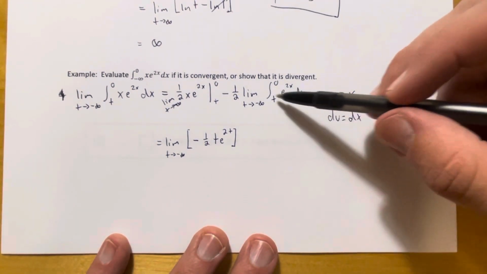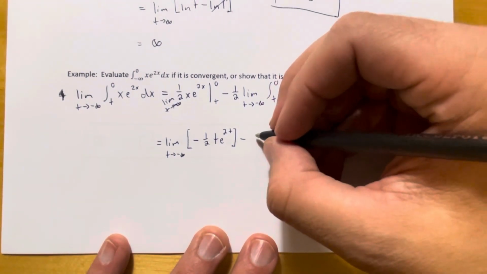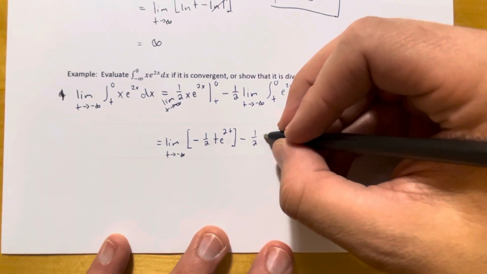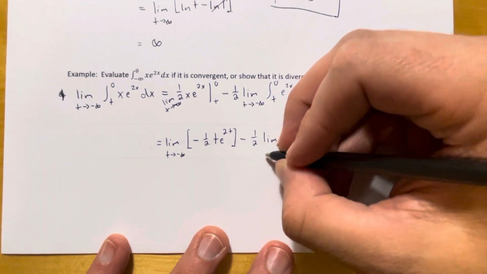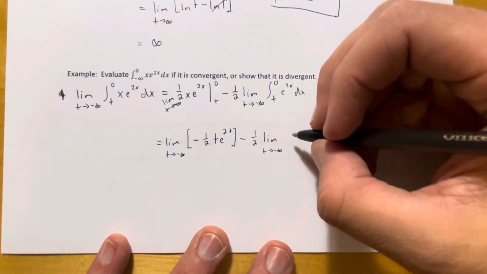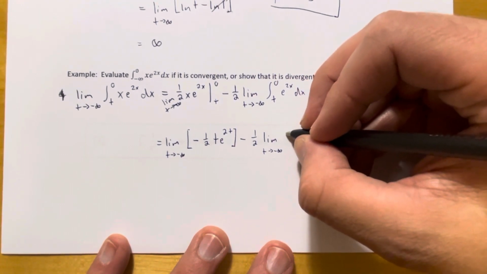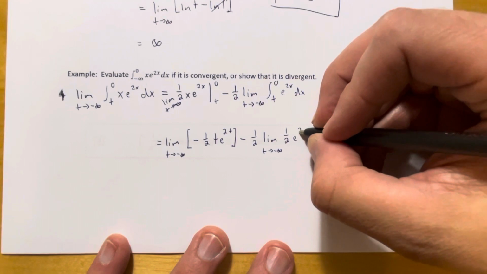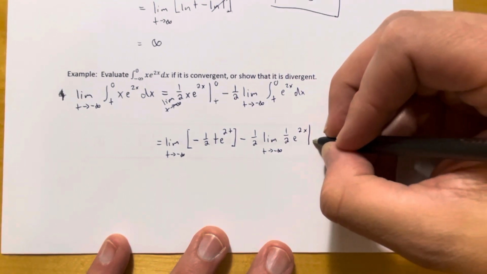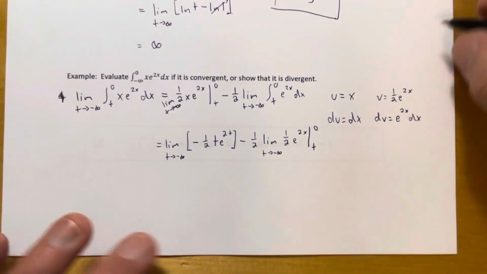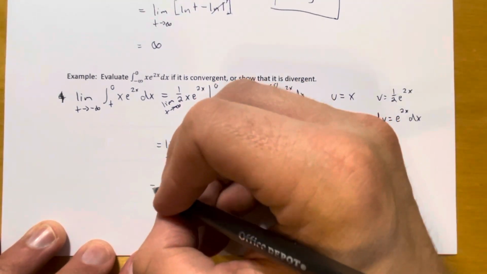And then here, I can evaluate that integral, so I have minus 1/2 times the limit as t approaches negative infinity. This is a fairly easy integral to evaluate. It's just 1/2 e to the 2x evaluated from t to 0. All right, so I have a couple of things to work on here.